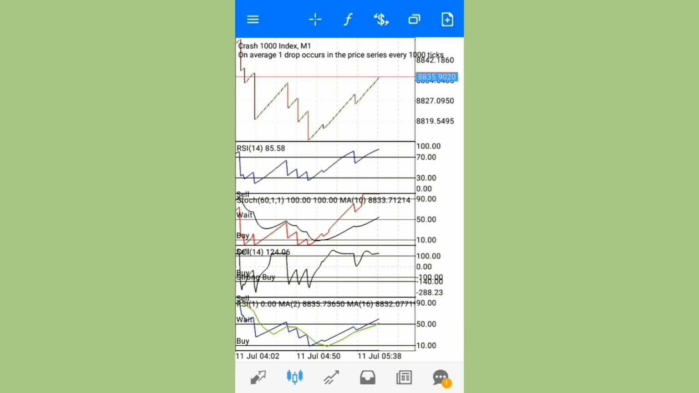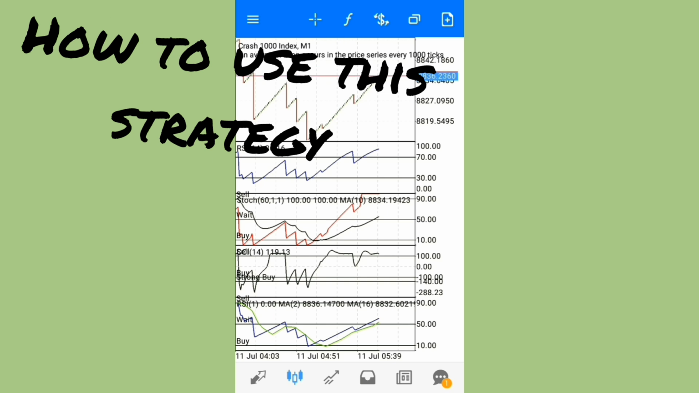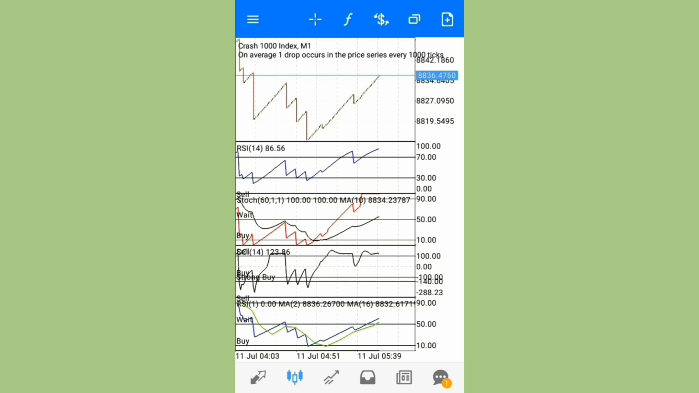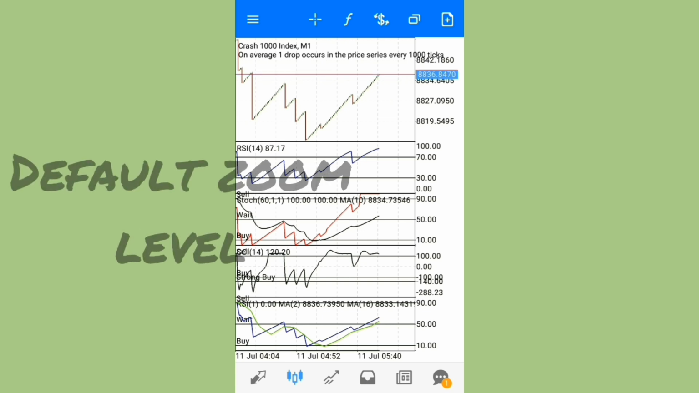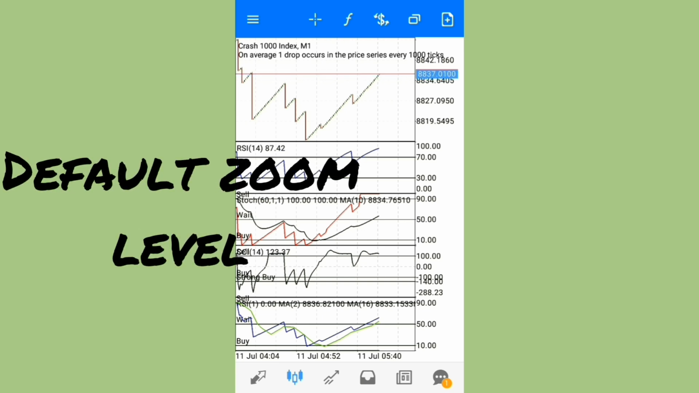Now let us get to the awesome part on how to trade effectively using this strategy. The following are rules that must be followed. Rule number 1. Make sure that the screen is on default zoom level. Rule number 2. We only buy on crash and sell on boom.